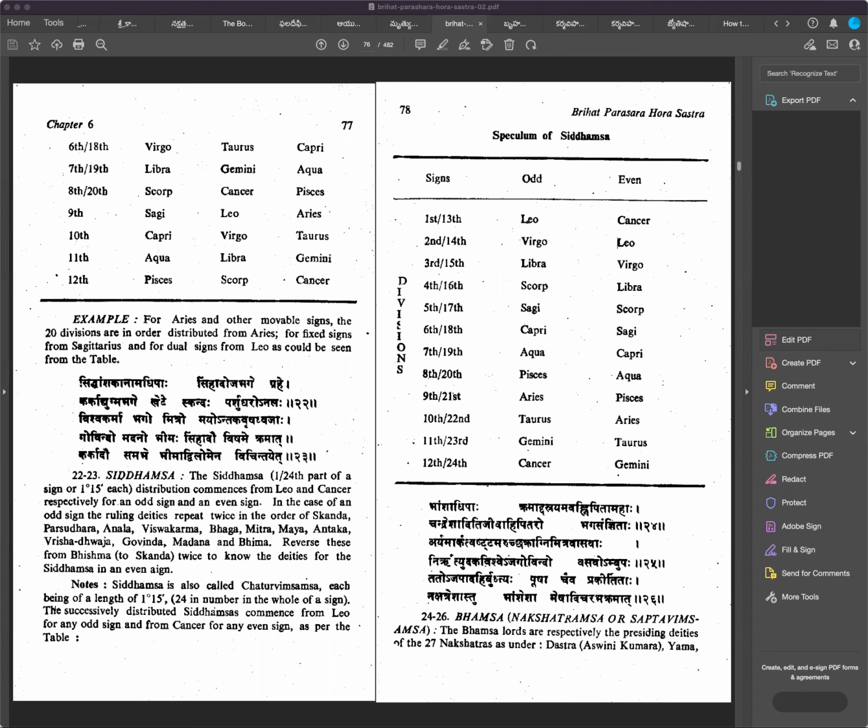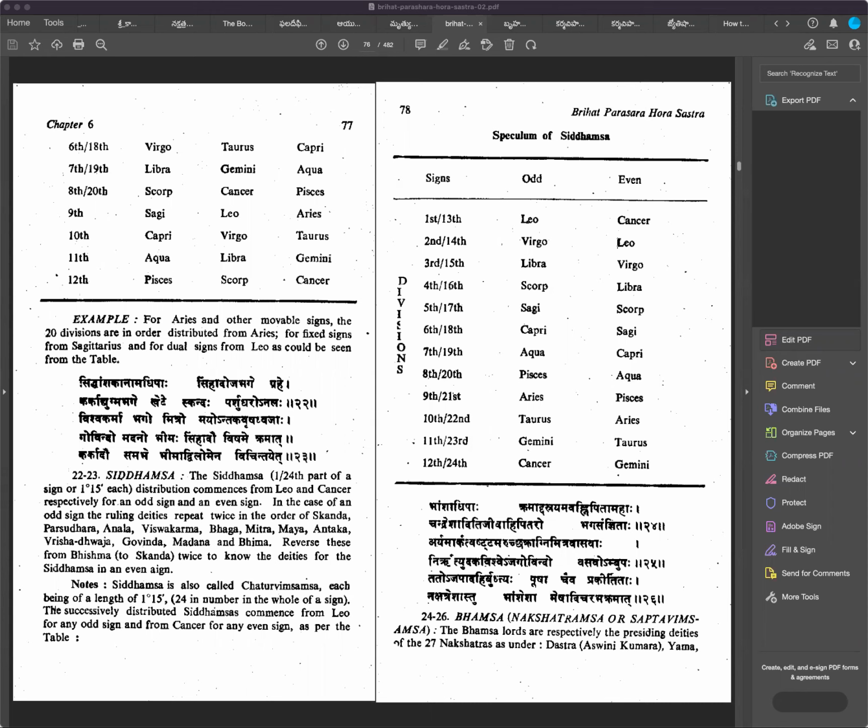We have 30 degrees, and 30 degrees is equal to one sign. So 30 degrees divided by 24 gives us 1 degree 15 minutes. So we are breaking each sign into 24 parts, and one part is equal to 1 degree 15 minutes.